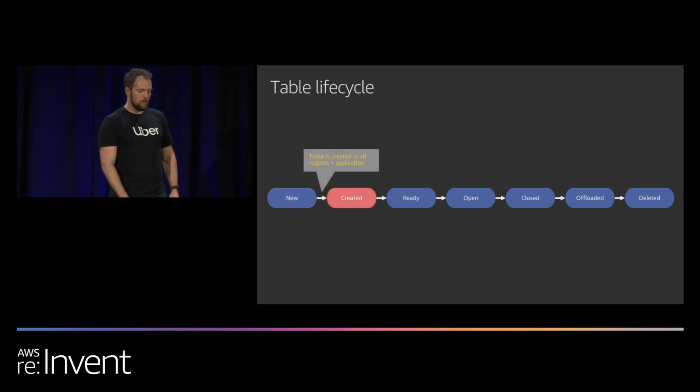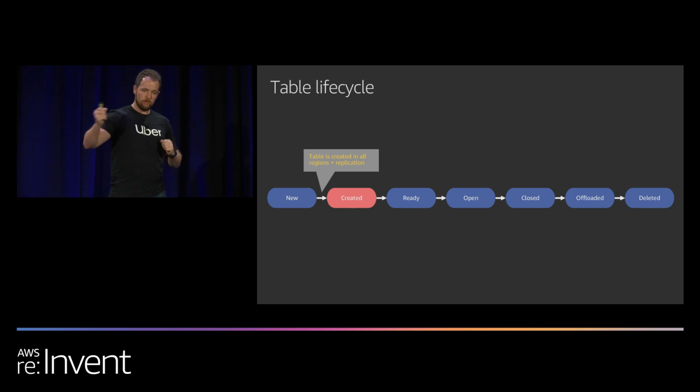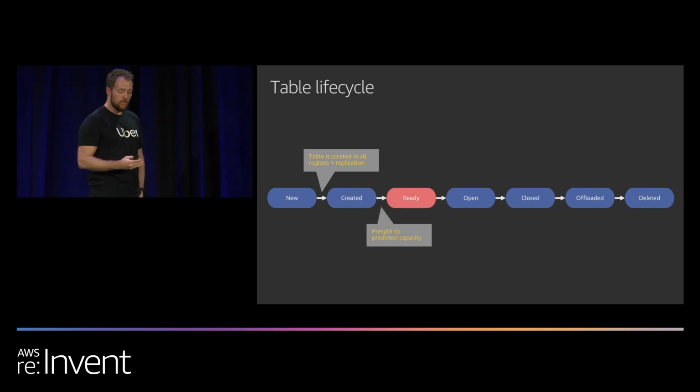So we move it into created when the table is created in all regions and we set up replication. That's a multi-step process where we go in and create the tables in all the regions, we set up replication, everything is happy. The next thing we want to do is make it ready, and we do that by pre-splitting the table.